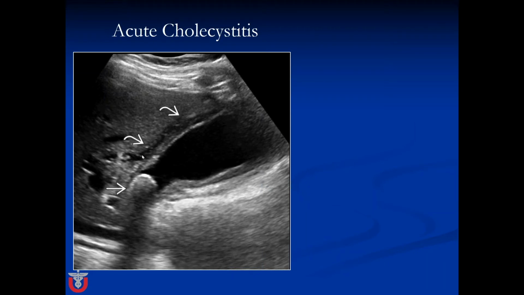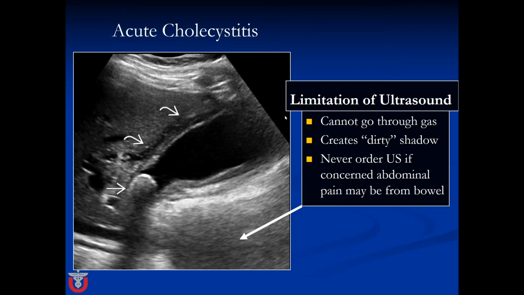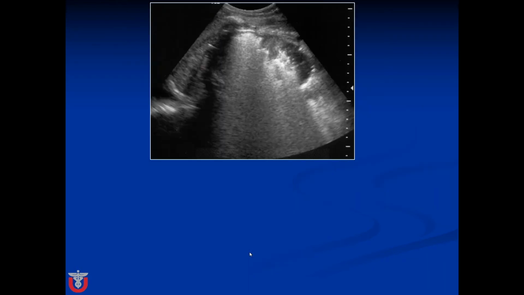But I'm also showing you this to show you another artifact that we don't like, and it's a major limitation of ultrasound, is it cannot go through gas. So this is all bowel down here, and it just looks like a dirty smudge, okay? It creates this dirty shadow. And my point for you here is we never order ultrasound if you think that the abdominal pain your patient has may be from bowel, because ultrasound is not good for looking at bowel that has gas in it.